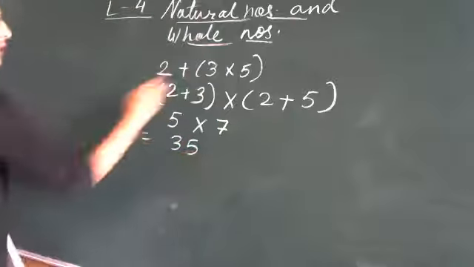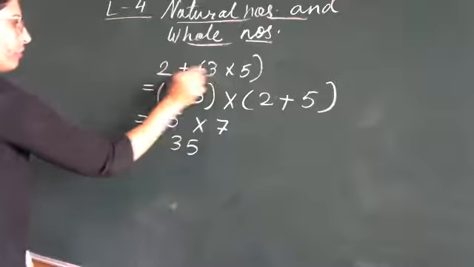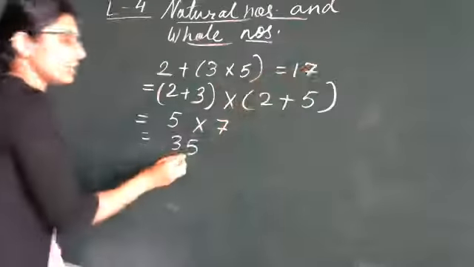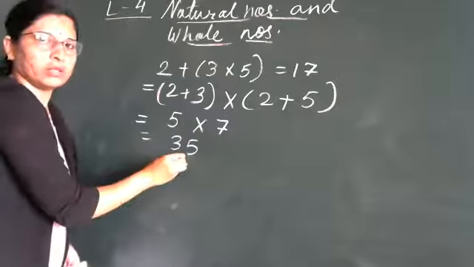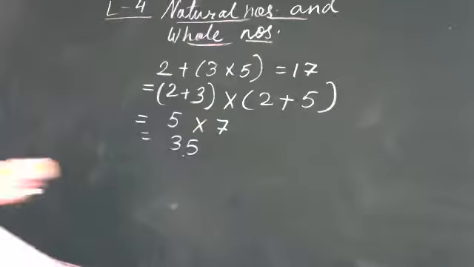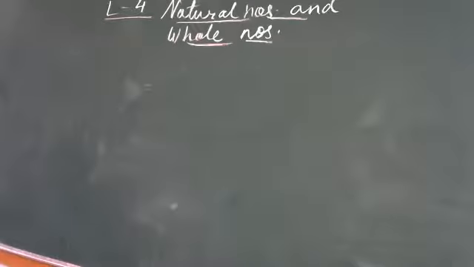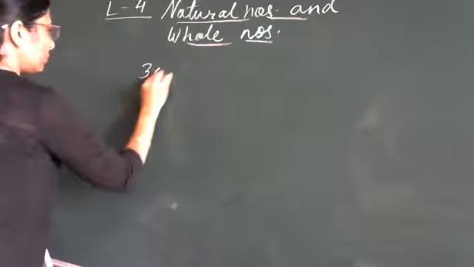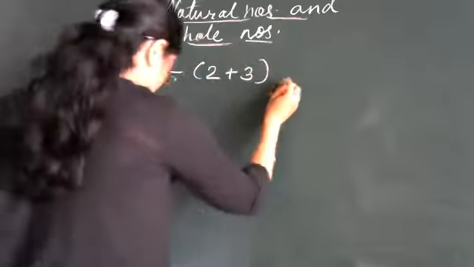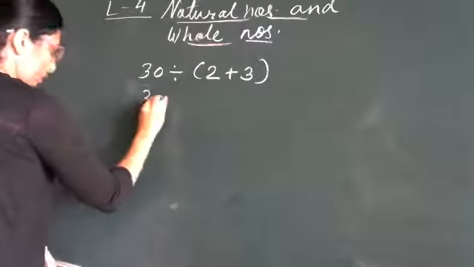But when we solve this, 3 fives are 15, and 15 plus 2, we are getting 17. So this 17 is not equal to 35. If we do subtraction, or if we take division, we will see whether this is equal to this or not.